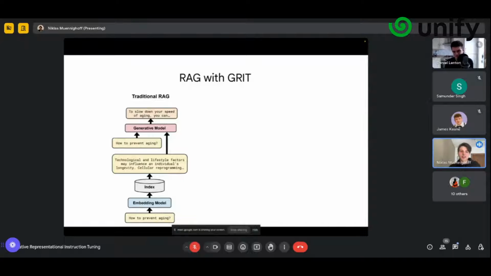So the other benefit that we expect is efficiency. RAG, retrieval-augmented generation, is the setup where we use both an embedding model and a generative model, and they work together. For example, we have some query from the user depicted here at the bottom, how to prevent aging, or any question that the user might have. And then we use an embedding model to represent this question. And with an index, we compare this embedding with an index.